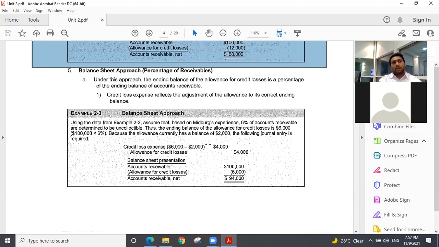So you already had 4,000 as your opening balance, right? Wait, the current year provision will be 2,000. Got it? So debit credit loss expenses account, credit allowance for credit losses. So you will have a net accounts receivable of 94,000.